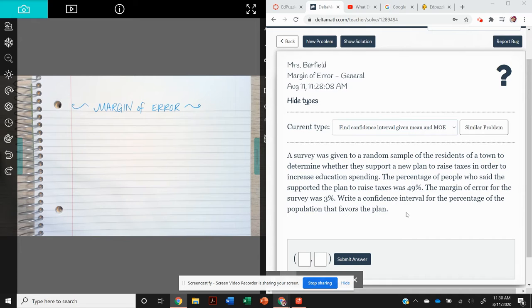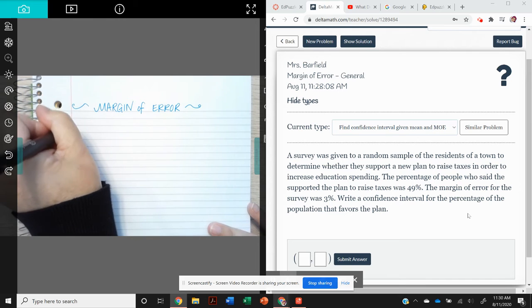Next, the percentage of people who said they supported the plan, I think that should be right here. There should be a Y. So let me start that again. The percentage of people who said they supported the plan to raise taxes was 49%. The margin of error for the survey was 3%. Write a confidence interval for the percentage of population that favors the plan.